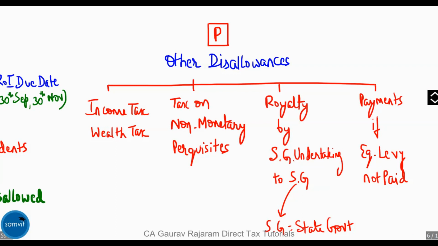The other disallowances are as follows: income tax, wealth tax, tax on non-monetary perquisites, royalty by a state government undertaking to the state government, or payments if equalization levy has not been paid.